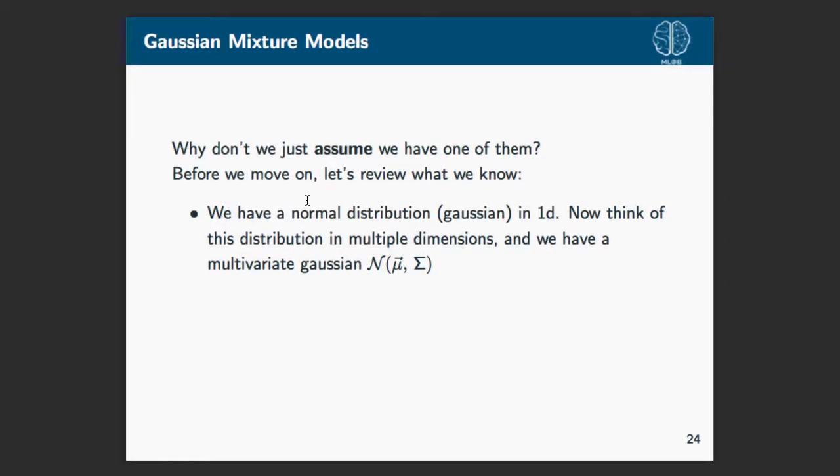Now think about data points in multiple dimensions. You can still model a Gaussian in multiple dimensions. It's now called a multivariate Gaussian. And instead of having a mean, a singular scalar value, you have a mean vector. And instead of having a variance, a single scalar variance term, you have a covariance matrix. So don't be scared of that. Just think of the same normal distribution, but in multiple dimensions. That's all it is.